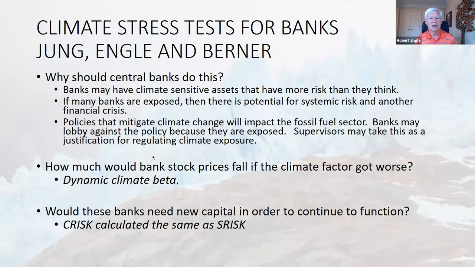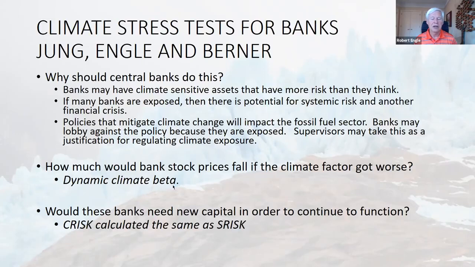Here's the strategy in a paper by Hae-Yun Jung, Dick Berner, and myself, where we try out this idea of calculating climate stress tests using these climate factor portfolios. So we want to know, how much would bank stock prices fall if the climate factor got worse? So this is a beta. And doing beta analysis of banks, portfolios, anything is pretty straightforward. It's the bread and butter of finance. So we want to calculate a beta.